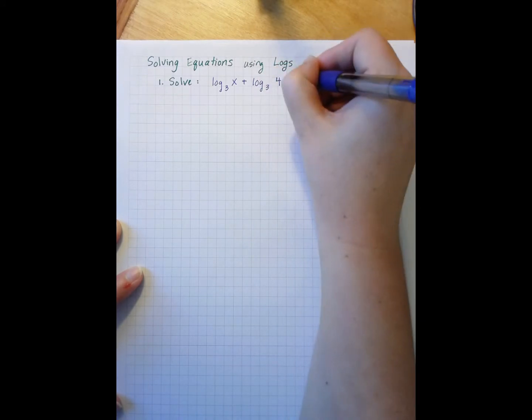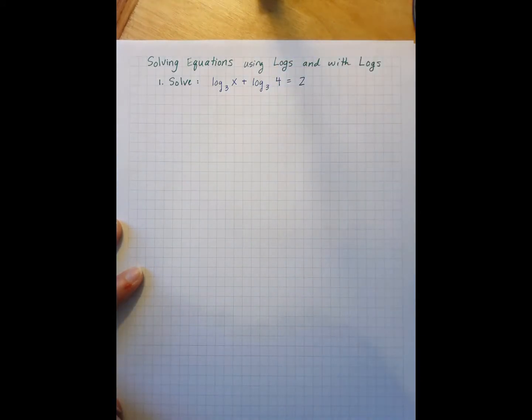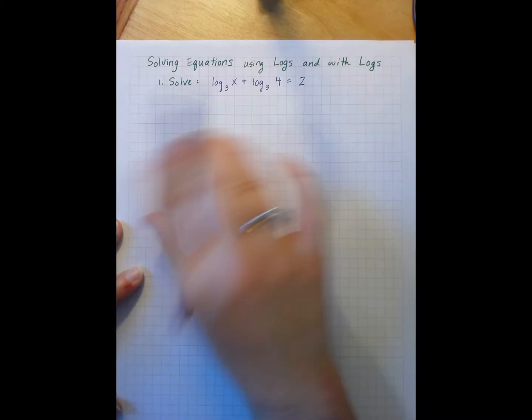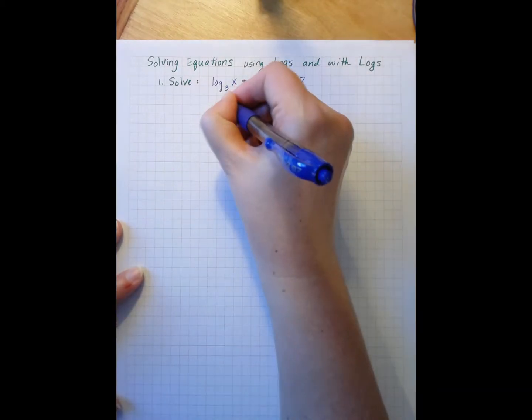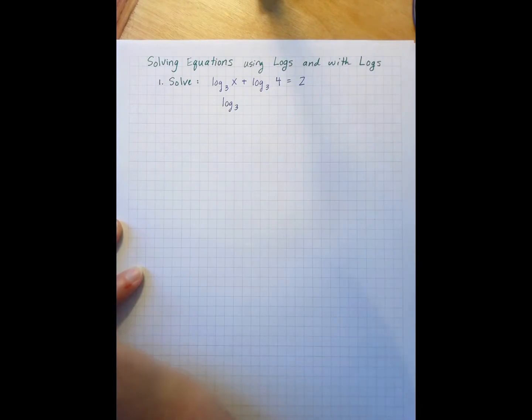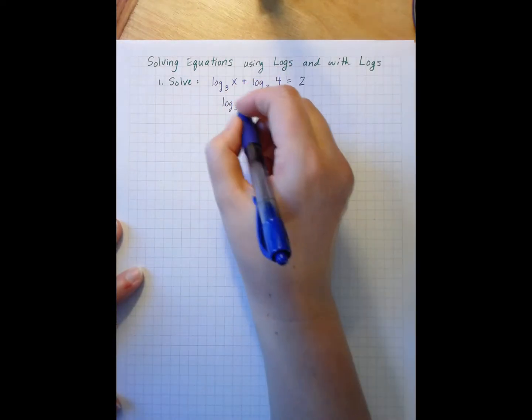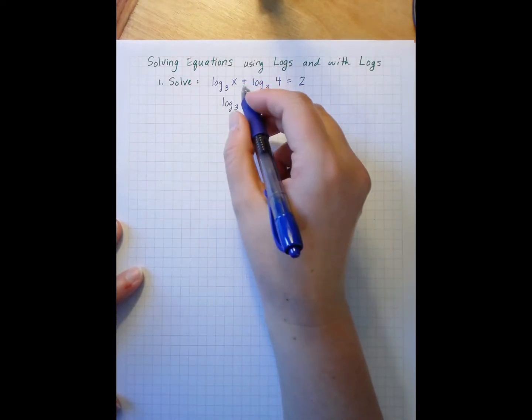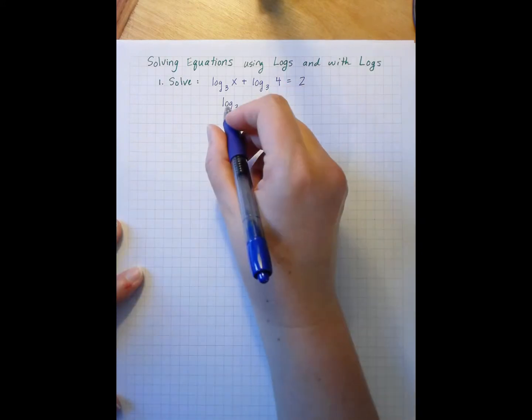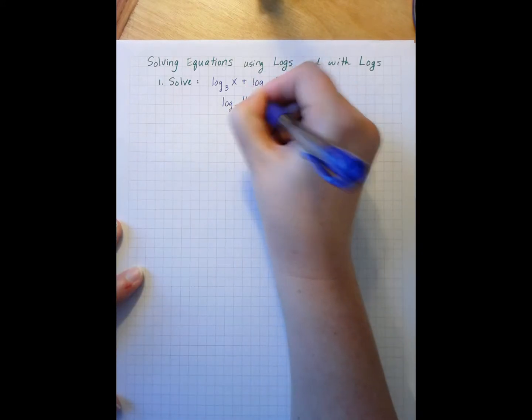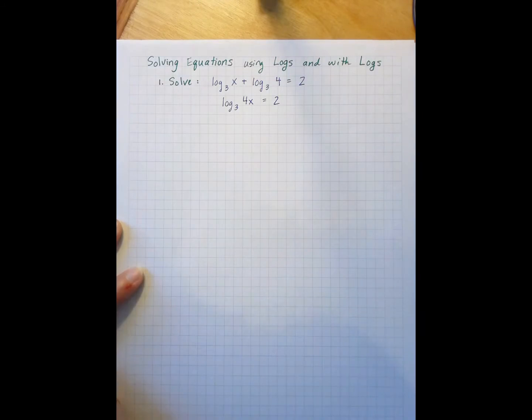4 equals 2. So the first thing I want to do is rewrite my left-hand side as 1 log. And so I'm going to use my product rule, which says that log base 3 of x plus log base 3 of 4 is log base 3 of 4x equals 2.